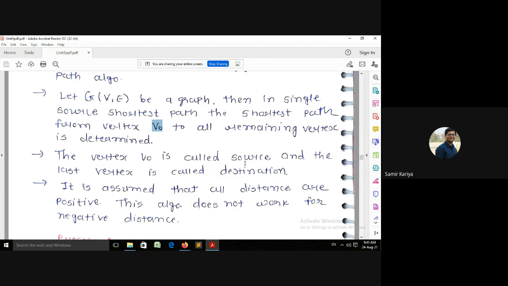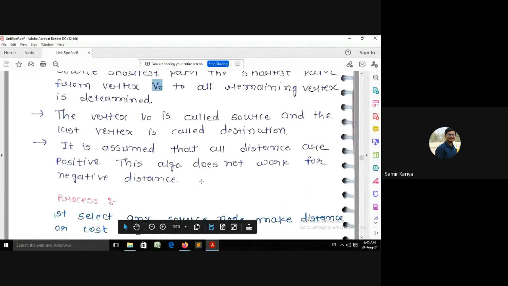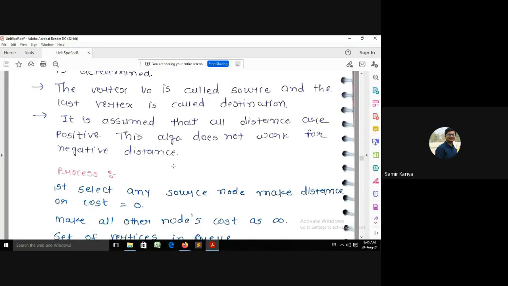The vertex V0 is called the single source, and all the other vertices are called destinations. It is assumed that all distances are positive. So the Dijkstra algorithm is applicable only for non-negative, or you may say positive, distances. This algorithm does not work for negative distances. Logically, distance cannot be negative, but in any case, if it is negative, then we cannot apply the Dijkstra algorithm.